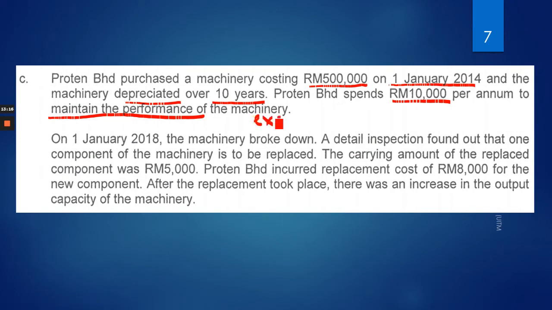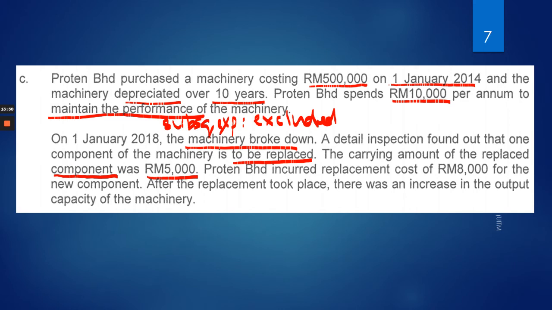So this is excluded. And this is an example of subsequent expenditure. And then on 1st of January 2018, after 4 years, the machinery broke down. Detailed inspection found out that one component is to be replaced. So you need to replace a component. And the carrying amount of the replaced component, meaning that we are talking about the whole component, was 5 million. And they incurred replacement cost. This replacement cost of 8,000 here is for the new component.